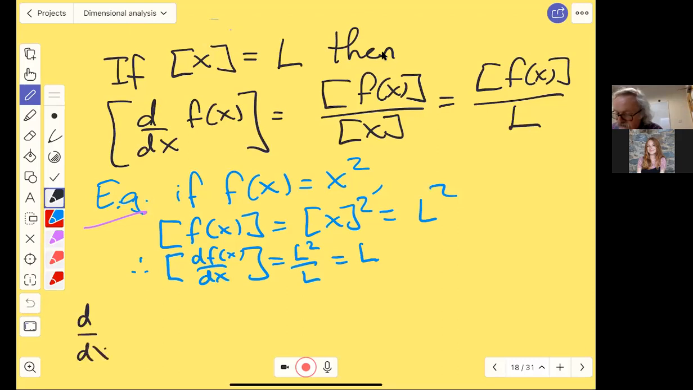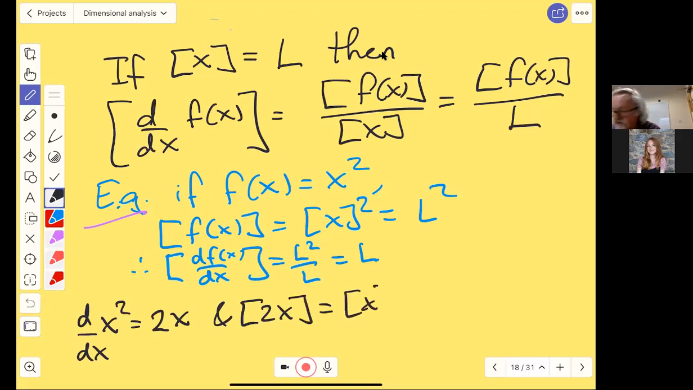So the derivative of x squared is 2x, and the dimensions of 2x, if x has dimensions of length, is just going to be the dimensions of x. 2 is a dimensionless number, and that's just L. So they agree, and we are happy.